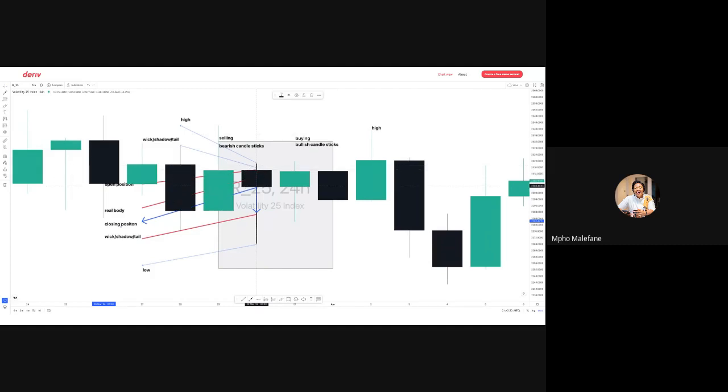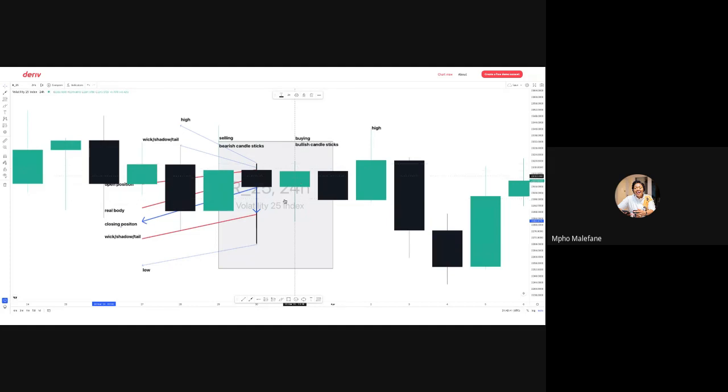You can only know the opening and closing position with the real body. This whole thing is the real body. The fact that it's coming down is a selling candlestick. It means that this will be the what? Opening position, is the closing position. So now everything here with the other bullish candlestick has the same what?